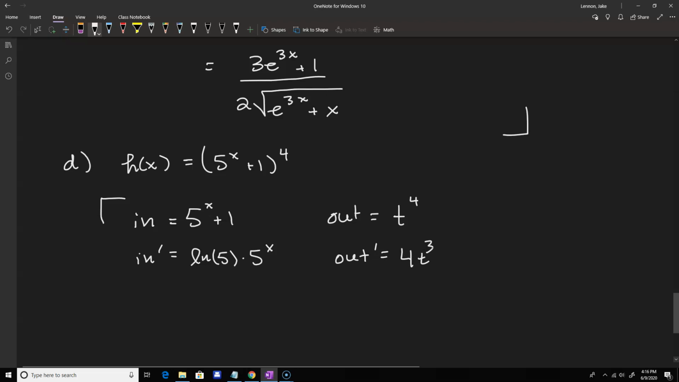Just the power rule, bring down the exponent and subtract by 1. So again, the derivative is pretty straightforward. We're just multiplying essentially the bottom row and changing t back to 5 to the x plus 1.